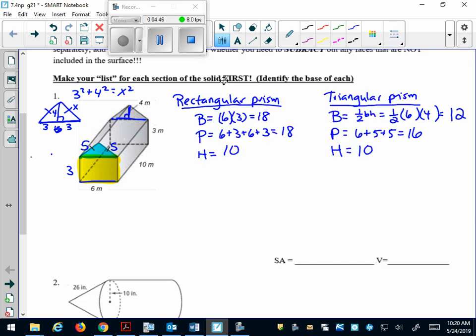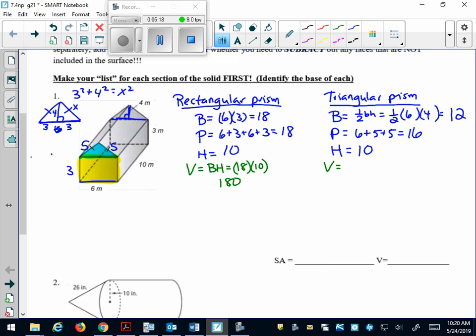Okay, so we want the volume of the entire solid, the house-looking thing that's stuck together. This is one big solid. We want the volume first, because volume is more straightforward, so I want to do it first. What is the volume formula for a prism? Area of the base times the height. Very straightforward. We're going to do 18 times 10. We get 180.